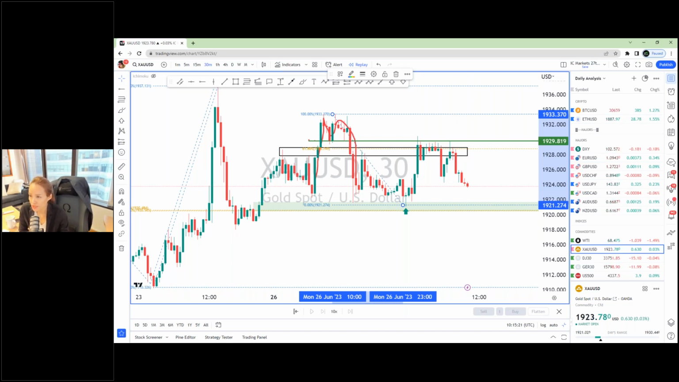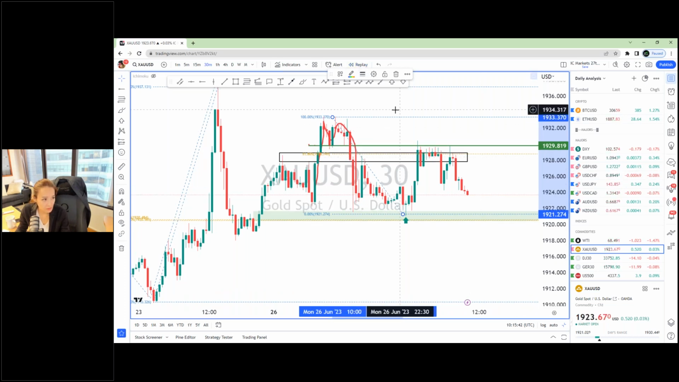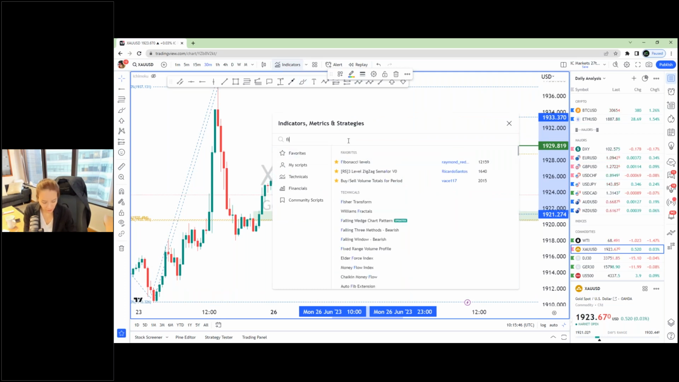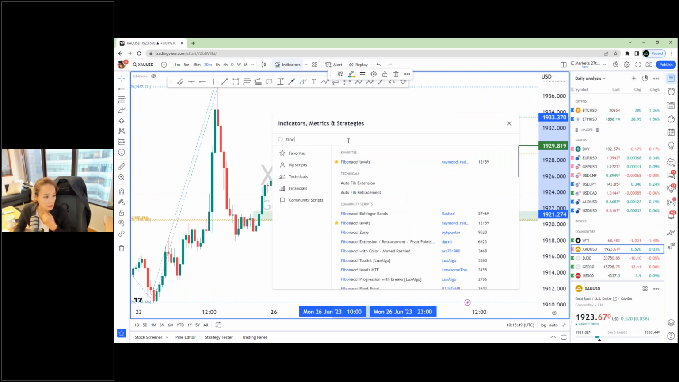Okay, that is a question. Let me see. Instead of manual Fibonacci, is it better to use a Fibonacci indicator in MT4? MT4, I'm not sure. I don't think in MT4 you can use the EA. Maybe there is, but I prefer to draw Fibonacci myself. But I think in TradingView, there is a Fibo, maybe this one.